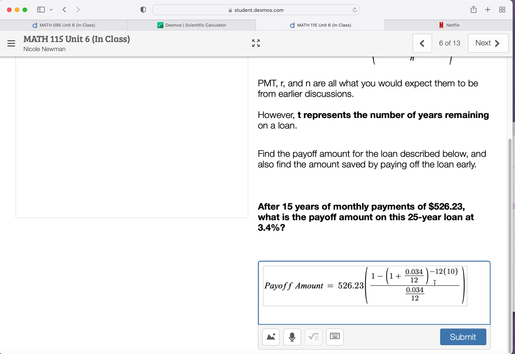And this is the computation we'd like to be able to do. If you were going to do this one by hand on a handheld calculator, you would do the negative 12 times 10 first for negative 120. And then you would do this numerator. Sorry, just the numerator. And then you can do 526.23 times that numerator component, and then divide by, I'd put parentheses around that denominator. For right now, I'm going to grab this and go over to the Desmos calculator.